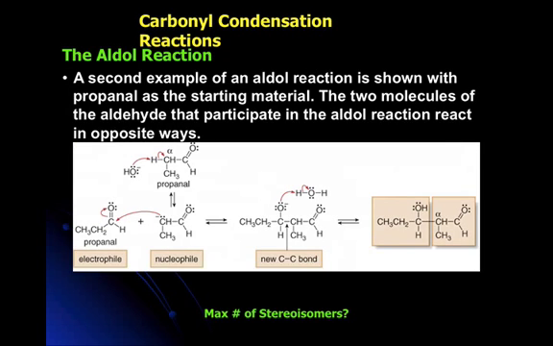Okay? If we have propanal, okay, we have the alpha hydrogen. It will react just like we did with acetaldehyde. We get the beta hydroxyaldehyde, except here we have another issue. How many isomers of that molecule can we get? What's the maximum number of stereoisomers we can get for that aldol reaction?